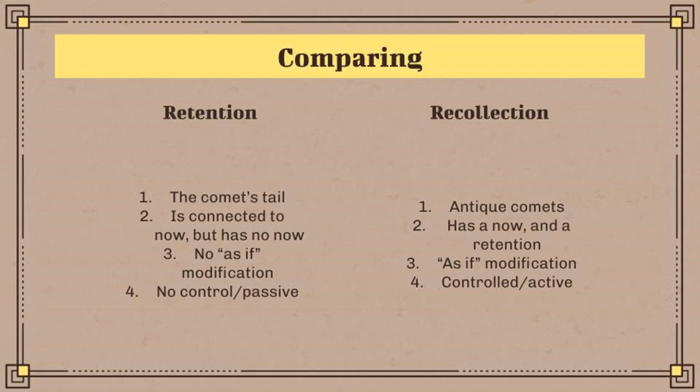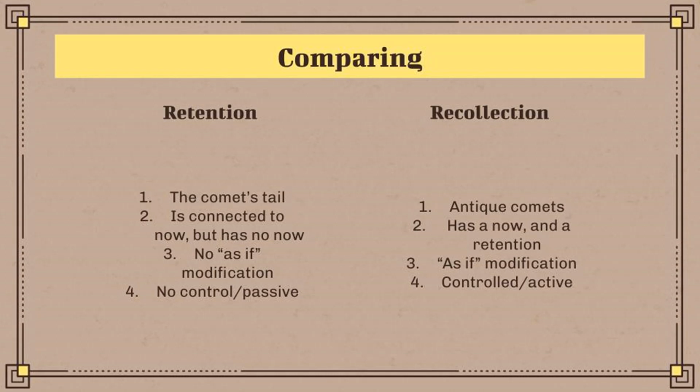And so first we have this little comparison of the two. Retention is the comet's tail, and recollection is just antique comets. You bring up old recordings and you show those instead of what's right behind the comet at the moment. Retention is connected to now, but has no now. This is because the retention is retending something which is continuing. It's retending a now. However, in recollections, when you dredge up a memory, you can go through the memory one moment at a time.